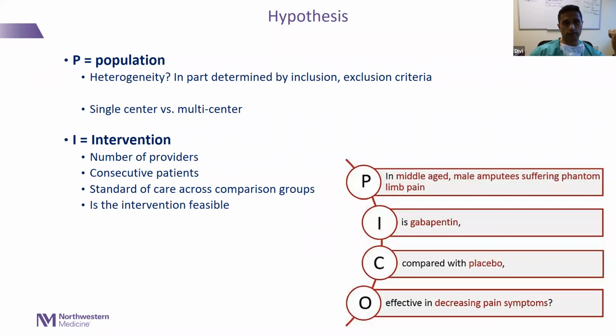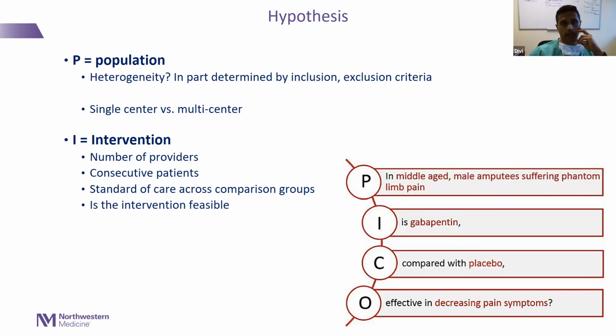So here, I mean, this seems pretty reasonable. Middle-aged male amputees suffering phantom limb pain. It seems like you would have a big enough group, and it's not hyper-focused because there's probably plenty of those, for example, patients that served in the armed forces that may have fit this criteria, or people with vascular issues or diabetics. Then the other thing to consider is whether the population is in a single center or multi-center. This also affects heterogeneity. In general, multi-center is better.